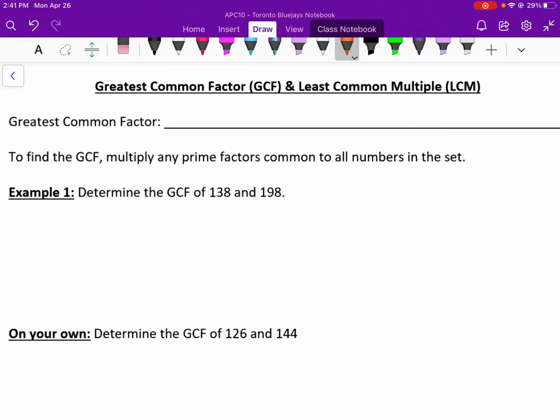Today's lesson will be on the greatest common factor and the least common multiple. The greatest common factor, the definition of it, is the largest integer. Now it's implied positive. Let's put positive integer that divides two numbers.